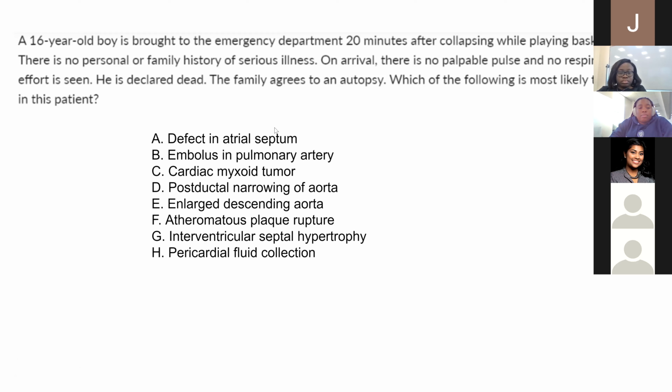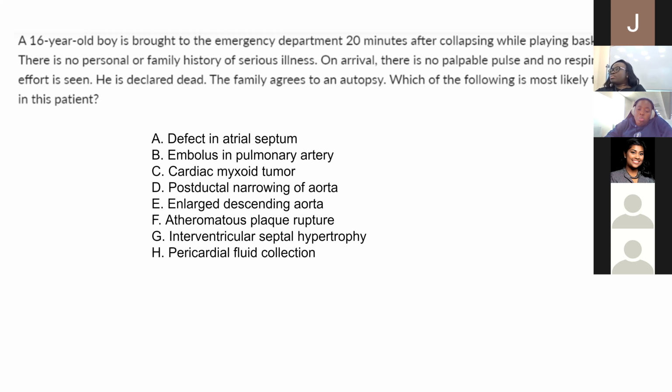Right, HOCM, hypertrophic obstructive cardiomyopathy, right? What gave it away? 16-year-old boy, he collapsed while playing basketball. So he collapsed while doing some strenuous exercise, right? It's usually genetic, so usually there is a family history, but sometimes it could just randomly happen. So again, this child has HOCM.